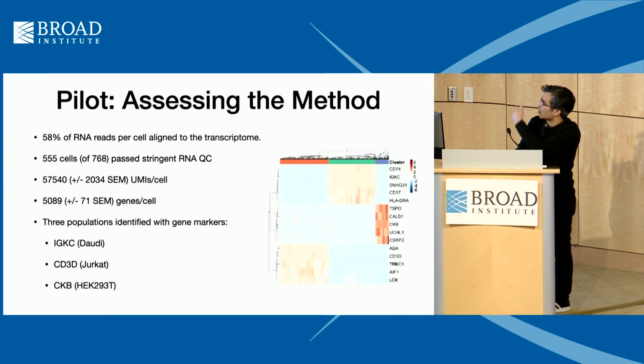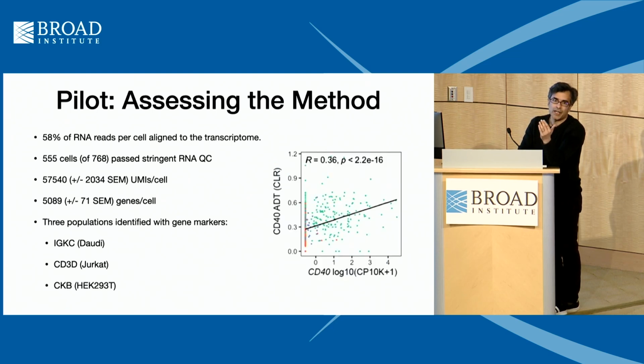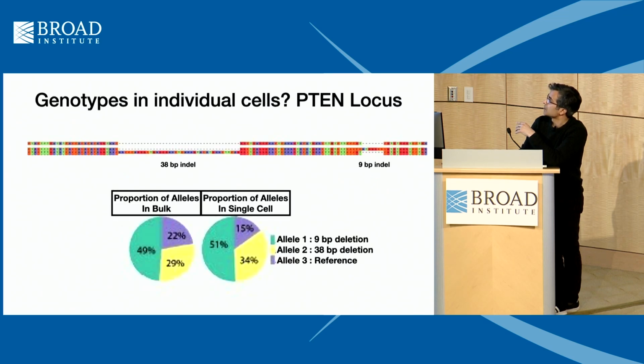You have clear marker genes. You see, for example, CD3D marking Jurkat. So you see a very clean separation of your different cells. Because you've got RNA and protein data, we can actually see stuff like this, where you've got CD4 expression on the bottom and CD4 ADT on the y-axis, and you see a pretty reasonable correlation, modulo some sparsity, between the protein and the RNA for this particular gene.